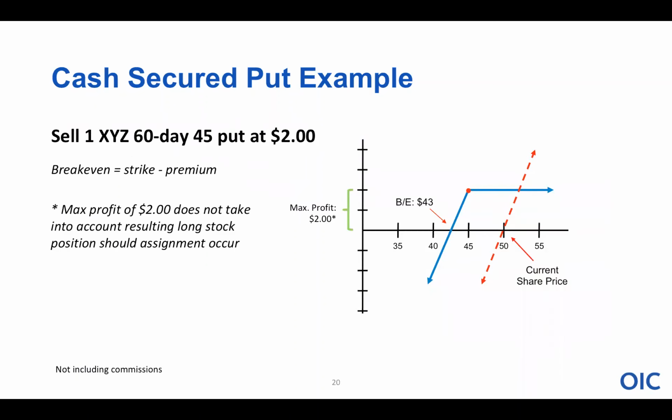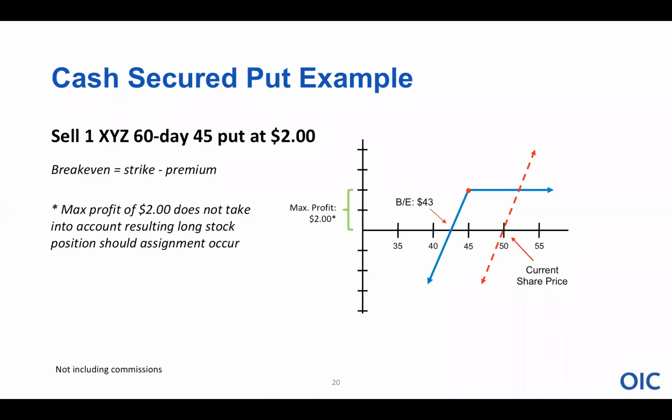So this is the same graph using the example before. Once again, our break even is the strike price minus the premium. So 45 minus 2, which is 43. The maximum profit of $2 does not take into account resulting long stock positions should assignment occur. So one thing to think about in the strategy, just because shares go below 45 doesn't mean there's any guarantee that you're going to get assigned on your puts.